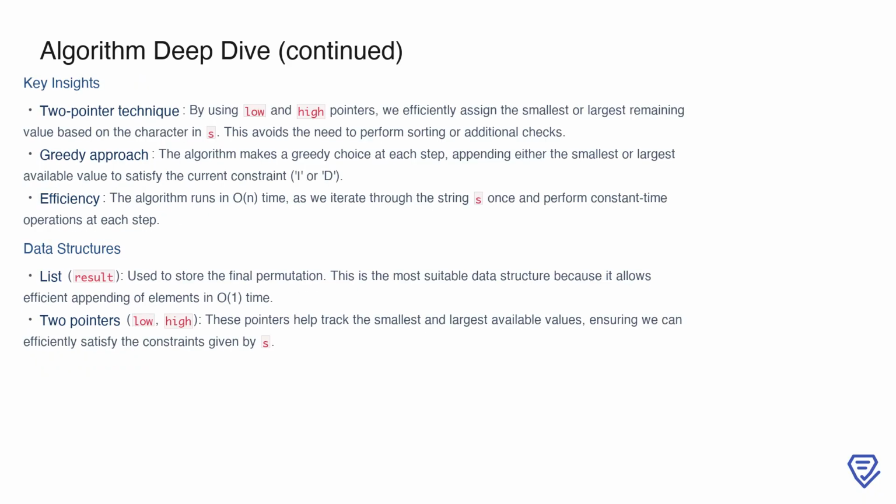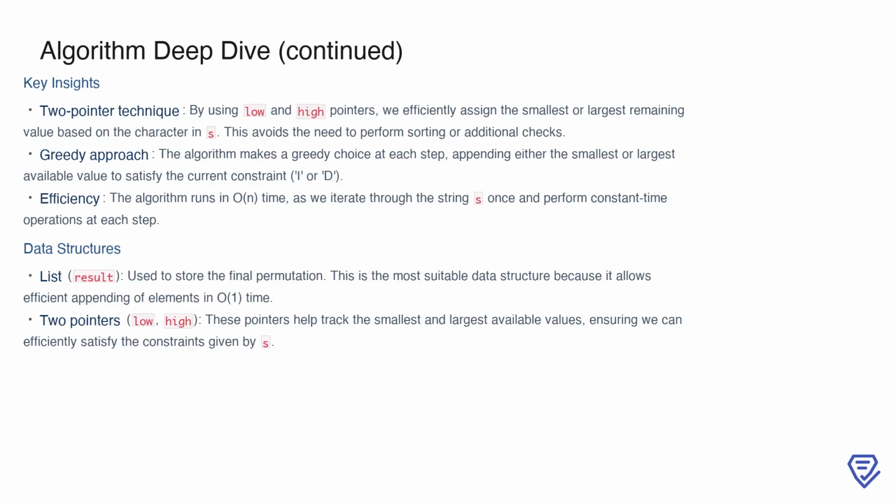This algorithm relies on some key insights to work efficiently. First, the use of the two-pointer technique allows us to directly select the smallest or largest remaining value as needed, without additional computation or sorting. This makes the approach straightforward and efficient.